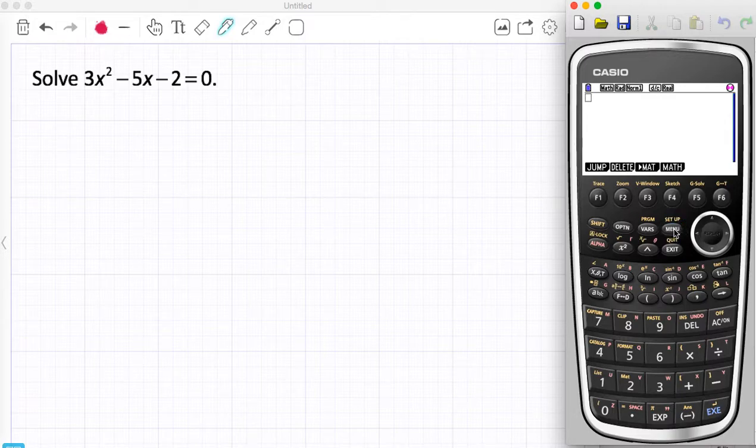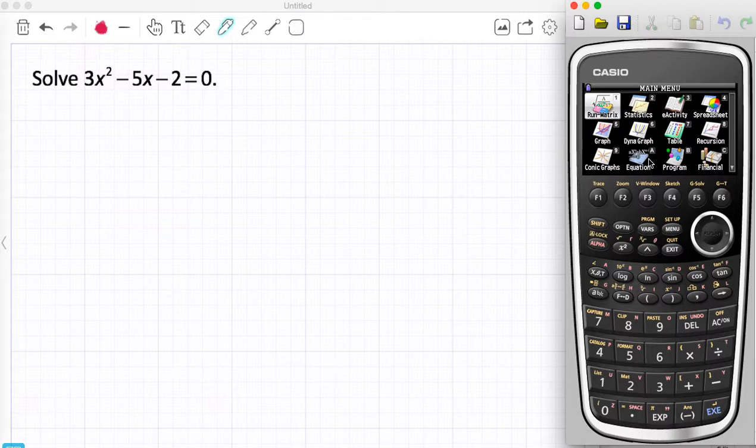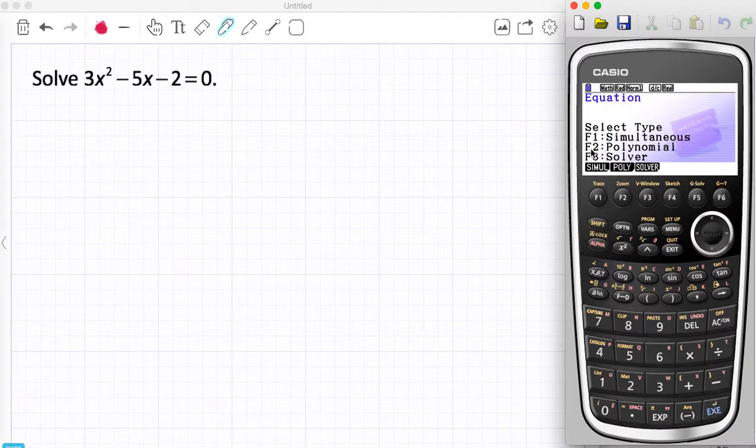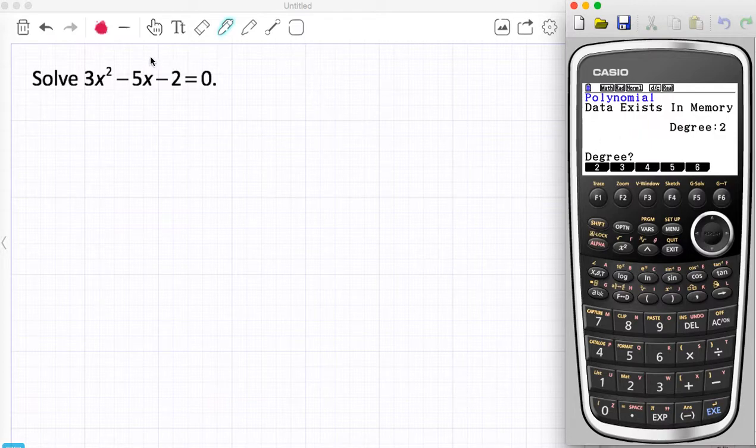I'm going to go into Menu. And down here, A is the equation solver. I'm going to go across to the equation solver, and I'm going to choose polynomial. And it's a squared. So when it says degree and polynomial, it means this one's looking for the highest value of x. So if I had a cubic, it would be 3, and a quartic, it would be 4. But I've got a quadratic, so I'm just going to press that.